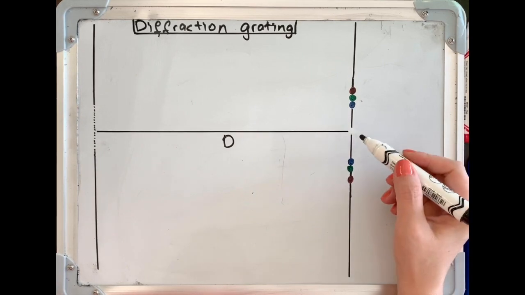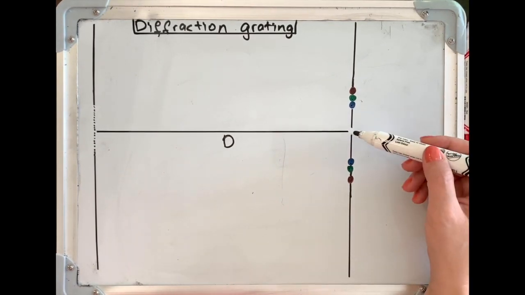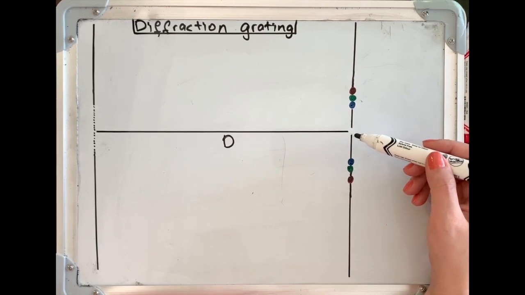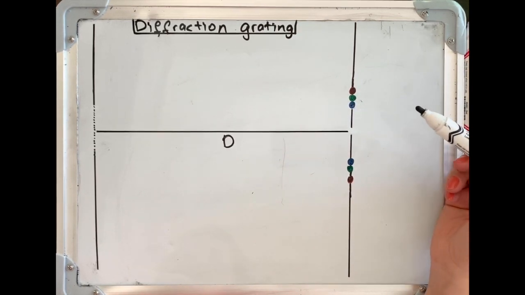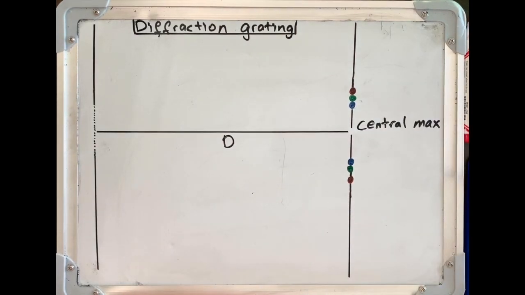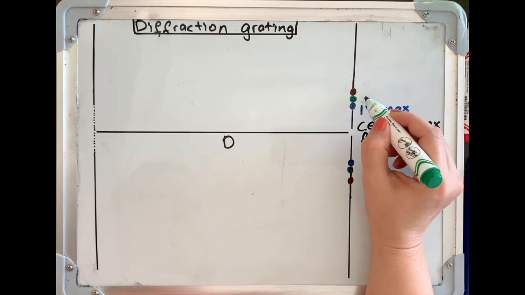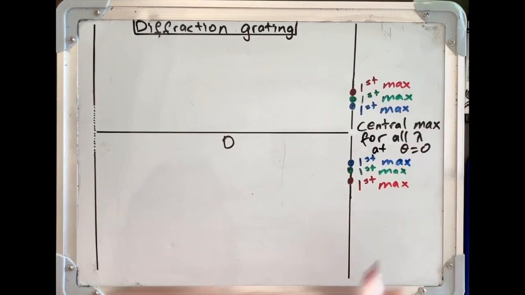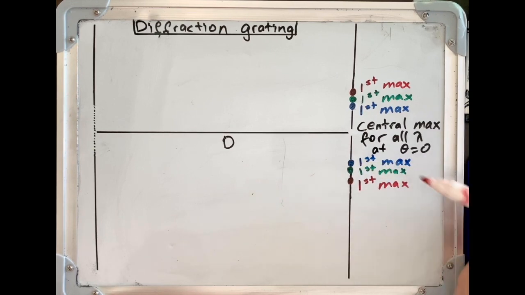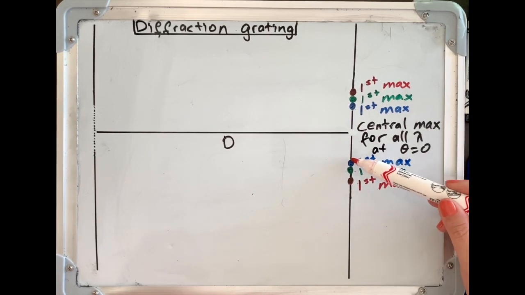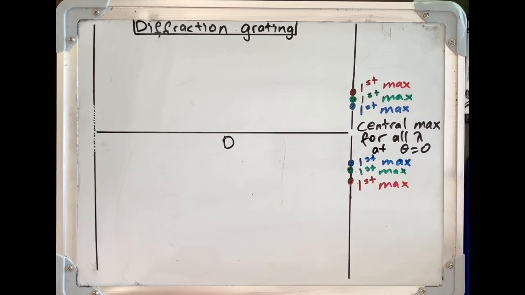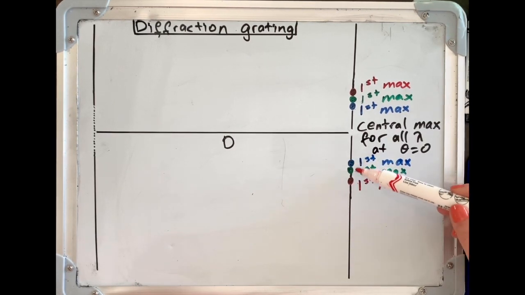The central constructive is common for all, so that is why this region here would look white, because white is what we see when we have all those colors combined. The central max for all wavelengths. That would be the location of the first constructive interference for blue light. This one for green, and that one for red. As you can see, the first order of maximum would be at that angle for red and that angle for green and that angle for blue. But if I'm using white light, what I see is all of those colors together in the first order.